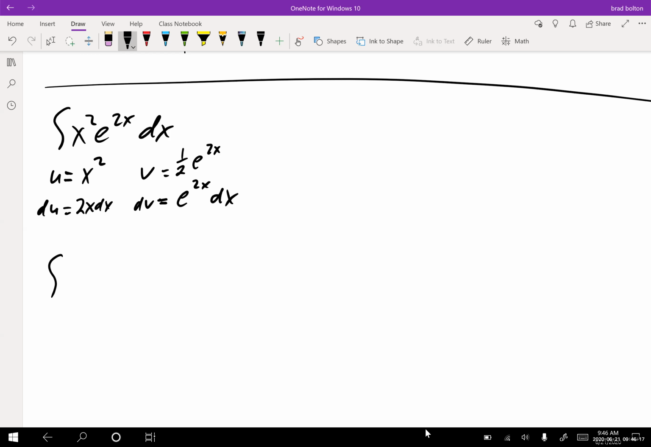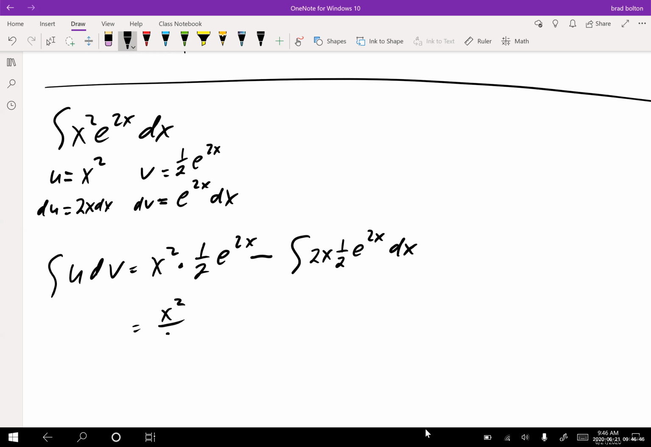So we're going to say the integral of u dv is going to equal u times v, so this would be x squared times 1/2 e to the 2x minus the integral of v du. So v is 1/2 e to the 2x and du is 2x dx. Okay, so let's rewrite this a little bit. This would actually cancel, and this would be the integral of x e to the 2x dx.